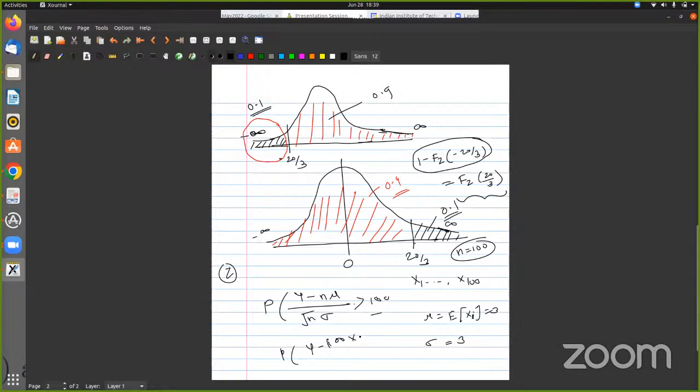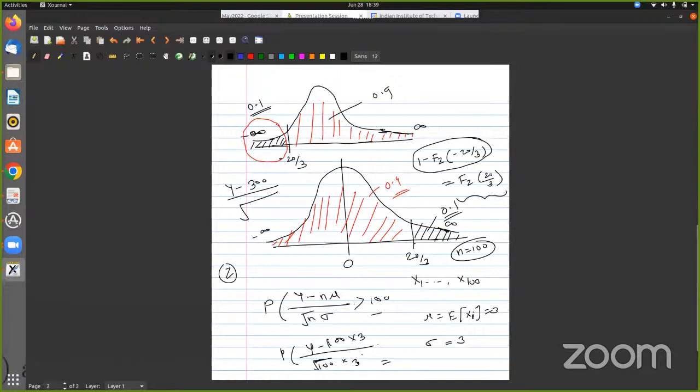100 mu into is 3. Root of 100 into root 3. Sorry, not root, so it will be 3. Into 3. Right. So if you convert it, what will it become? Y minus 330 divided by 100.